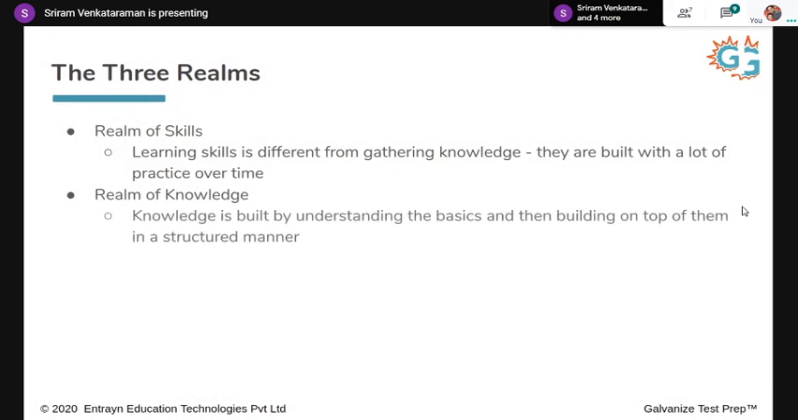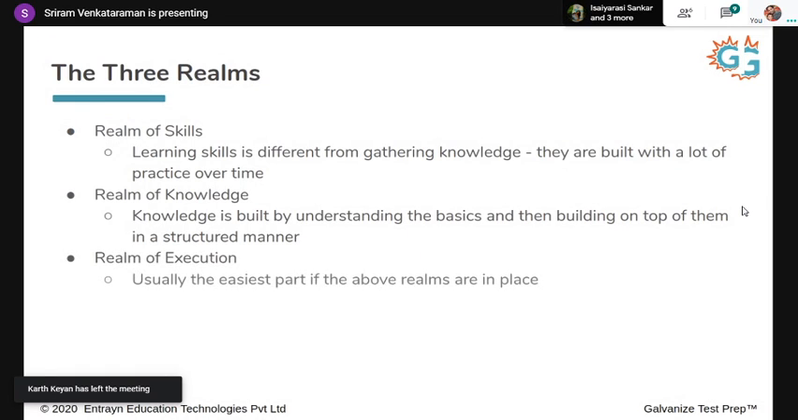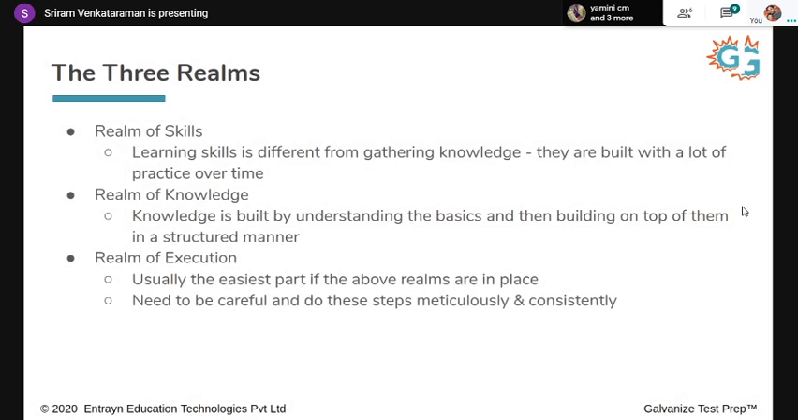The realm of knowledge, on the other hand, is learned by starting with understanding the basics and then building on top in a structured manner, right? And the last one is the realm of execution. This is usually the easiest part. If you've done the realm of skills and if you have good knowledge already gathered, then execution is usually the easiest part, right? Now you need to be careful, right?